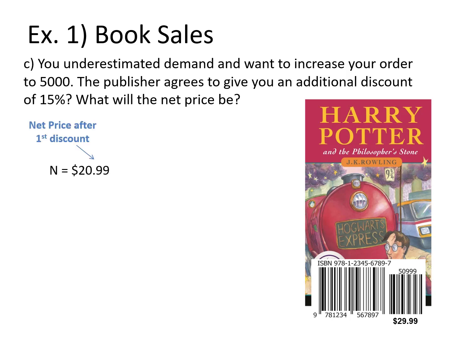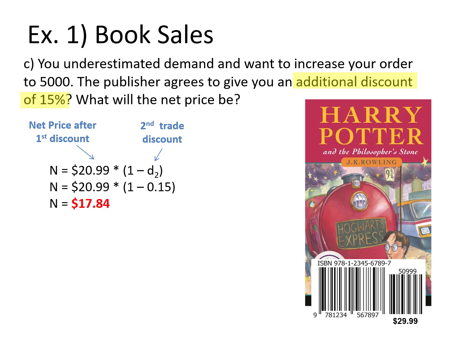Well, we have the net price after our first discount. They said they're going to give us an additional 15%. So I take that additional discount, that second trade discount is how we would refer to it, and I put that in as 1 minus 0.15, and I multiply that to the previous price, and I get $17.84 per copy.